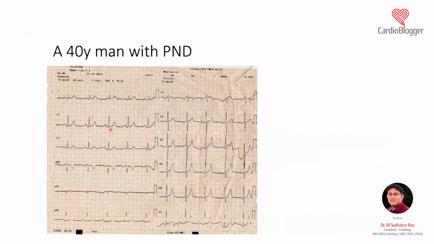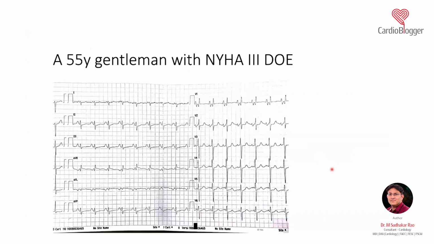So this ECG in a 40-year-old male with PND suggests a left atrial enlargement. Our first focus should always go to the other history, like rheumatic fever, and whether the patient is on prophylaxis or not, as there is a definite left atrial enlargement in this ECG.